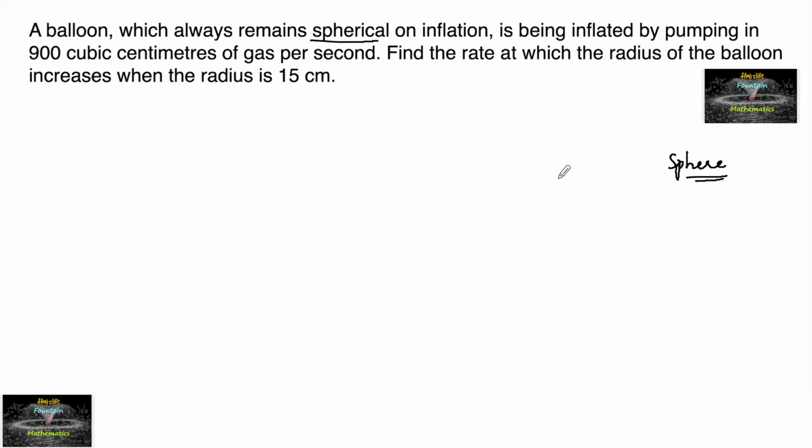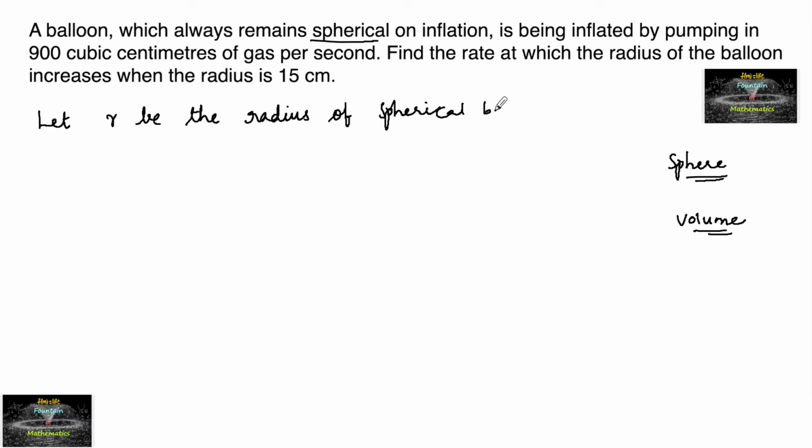This means we are discussing the volume. Find the rate at which the radius of the balloon increases when the radius is 15 centimeter. So we need to find dr by dt. So let us consider, let r be the radius of the spherical balloon, so we can consider a sphere, and V be its volume of the sphere.